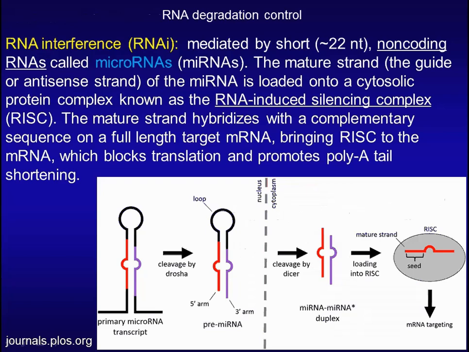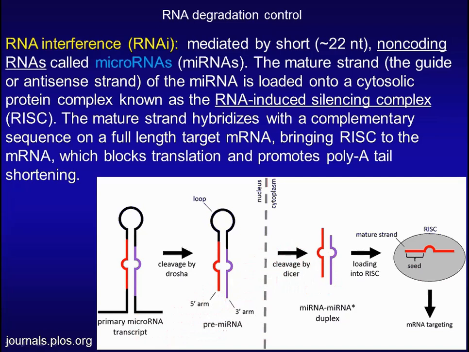Degradation of mRNA can be facilitated by RNA interference, or RNAi. It is mediated by short non-coding RNAs called microRNAs. A microRNA is initially synthesized as a primary microRNA transcript, as shown here. After RNA processing, it is shortened, giving rise to pre-microRNA. Then it is exported into the cytoplasm, where it is cleaved by an enzyme, Dicer.